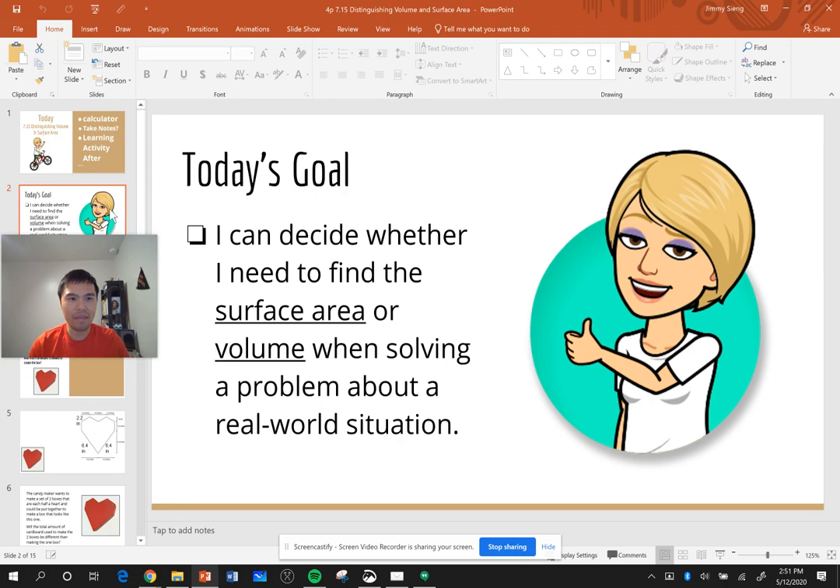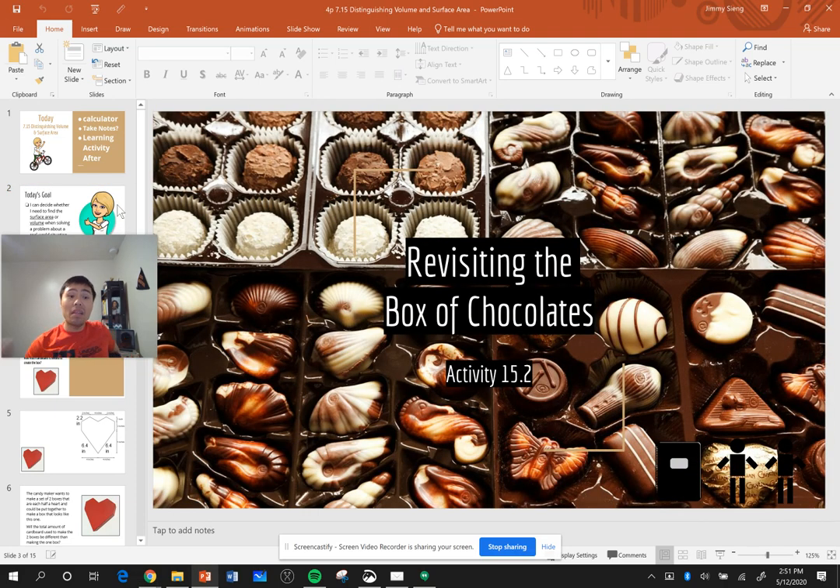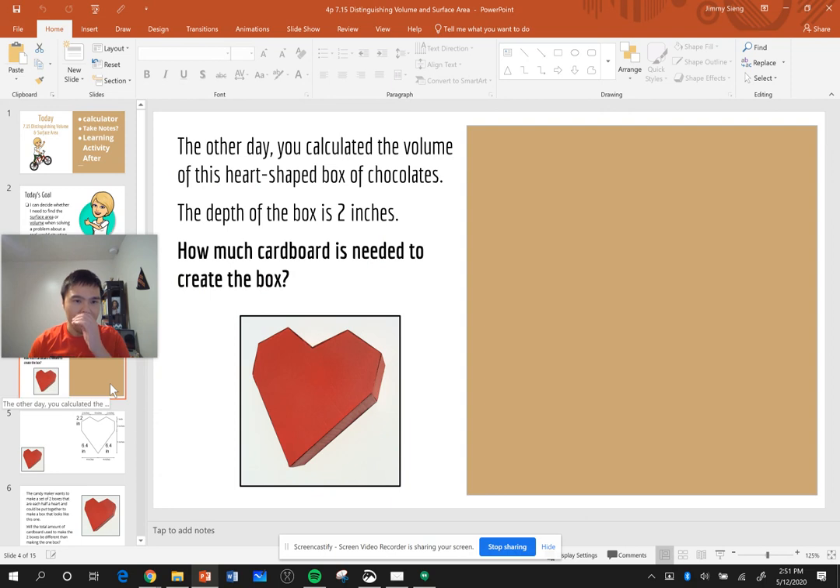All right, so let's talk about chocolates again. Remember last time, I think maybe a couple lessons back, we talked about some chocolates in a box and trying to find the surface area of it or the volume on the prism, right? But let's revisit that. Here we have a box and we're trying to create it, the chocolate box.